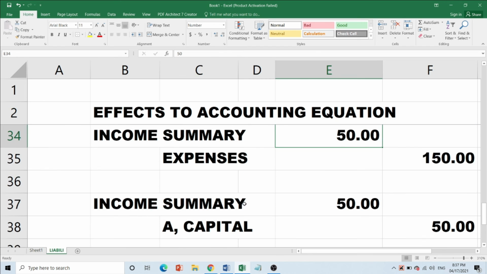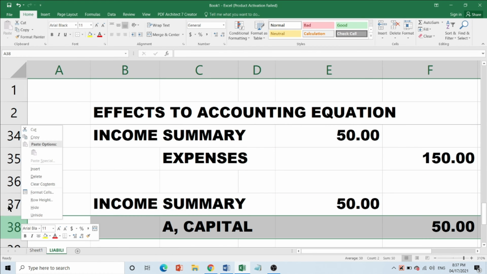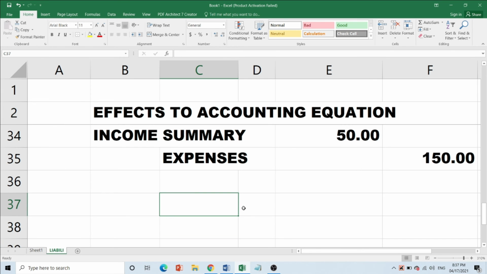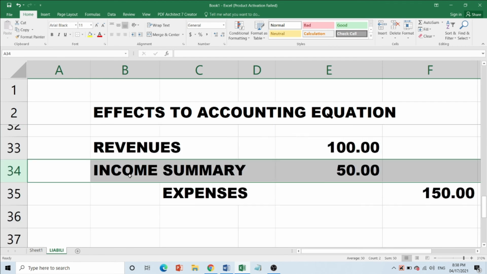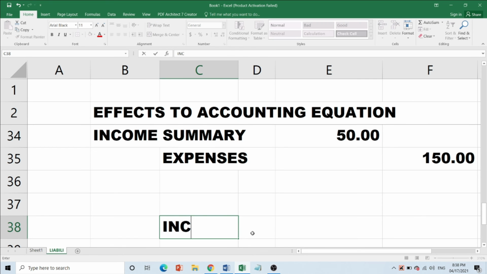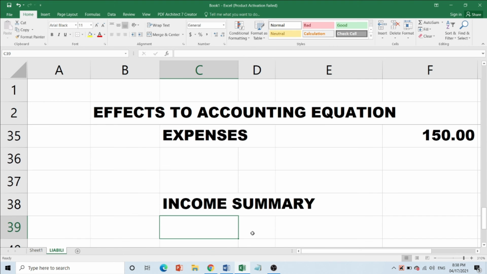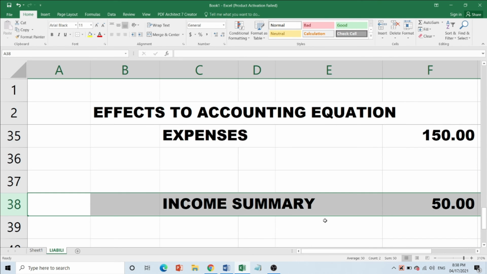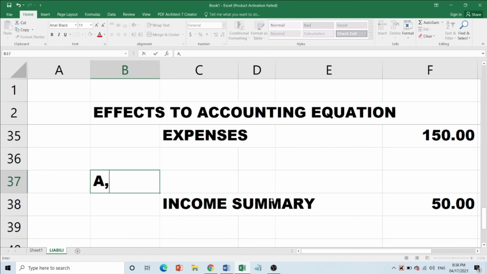So ano mangyayari ngayon? The income summary account. Since nandun si income summary sa debit side natin ito, mag-iba na ang pag-close natin sa income summary doon sa nauna nating example. Nasa debit ngayon si income summary. Remember, na isasara natin ito doon sa equity. So since debit siya, ilalagay natin siya sa right side. Income summary. Para ma-close or matanggal siya dyan. 50 pesos. Ano ang kapareha nito? Na income summary account, kanino natin siya i-close? Of course, equity.